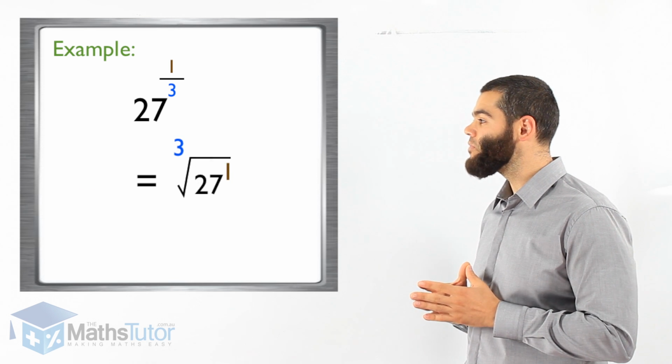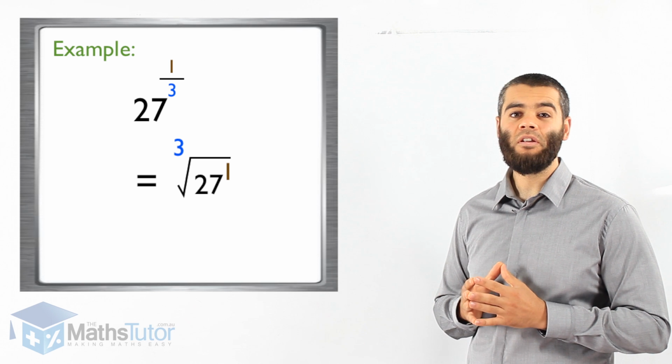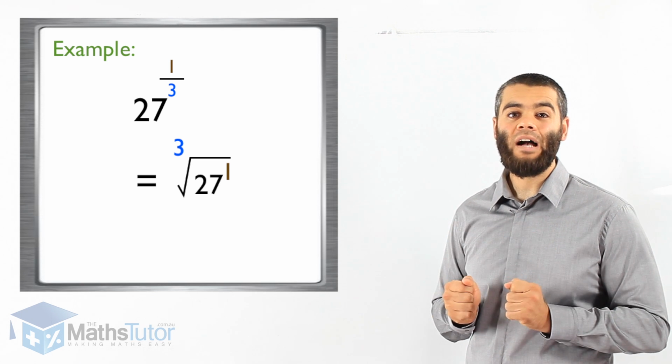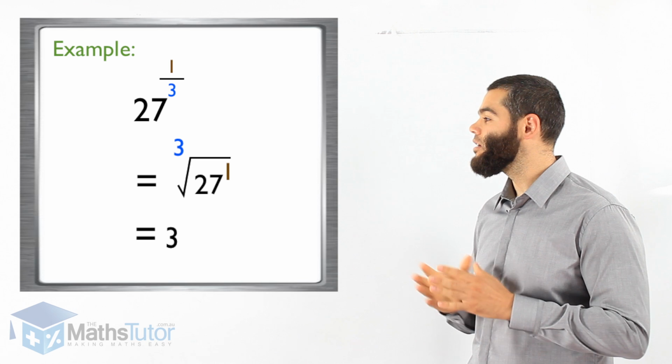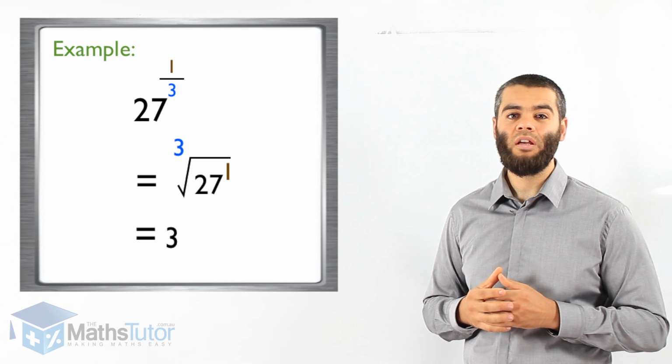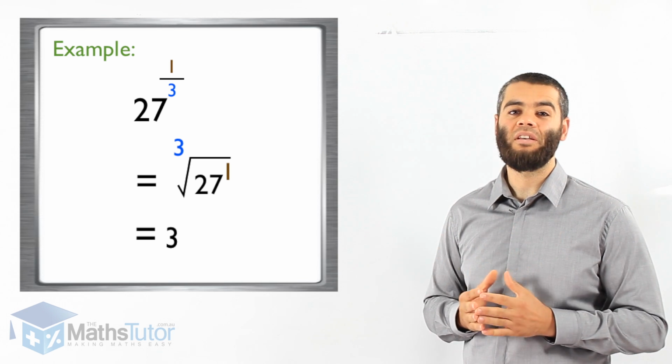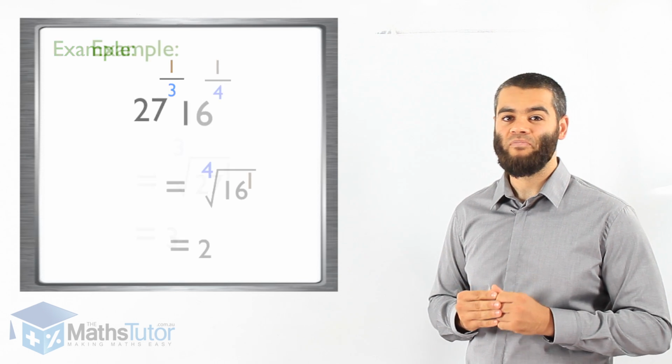So what does that mean? It means cube root 27 to the power of 1. Put it in your calculator and you're going to get 3. 3 times 3 times 3 is 27. It's that simple. Another one.